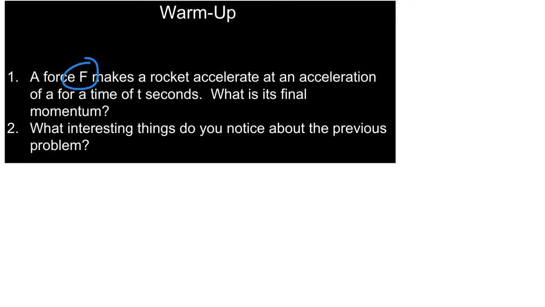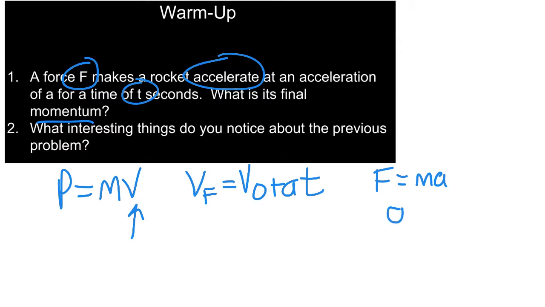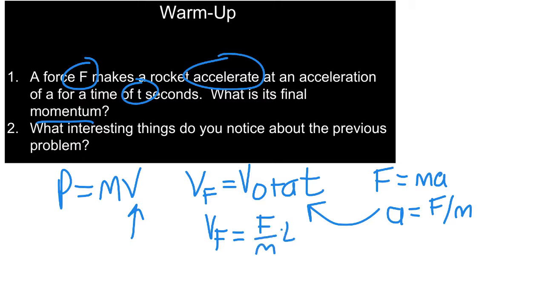And we have a force making the rocket accelerate for t seconds, and we want the final momentum. Well, remember that momentum is mass times velocity, so if we can get the final velocity, then we can find the momentum. Well, I know that v final equals v0 plus at, and I know that F equals ma, so a is equal to the force divided by the mass. And if I substitute that into this, I get v final equals force divided by mass times time.